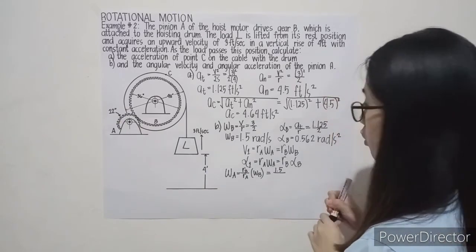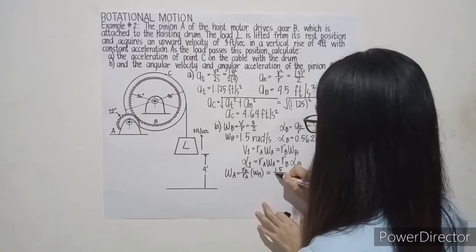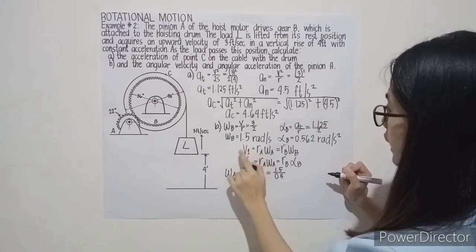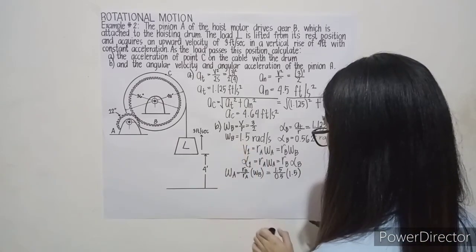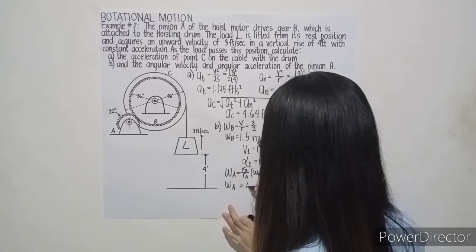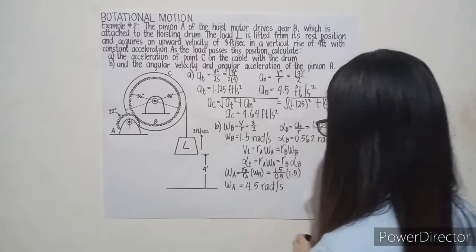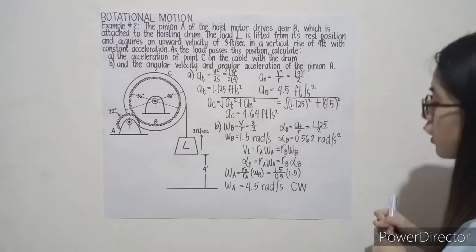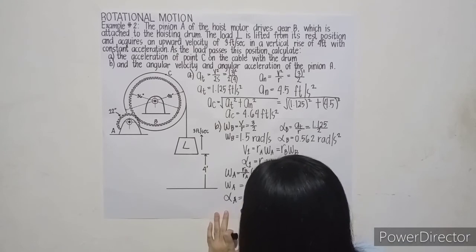To convert it into feet, it becomes 0.5, and our angular velocity at point B is 1.5 rad per second. Therefore, our angular velocity at point A is equal to 4.5 rad per second, counterclockwise.